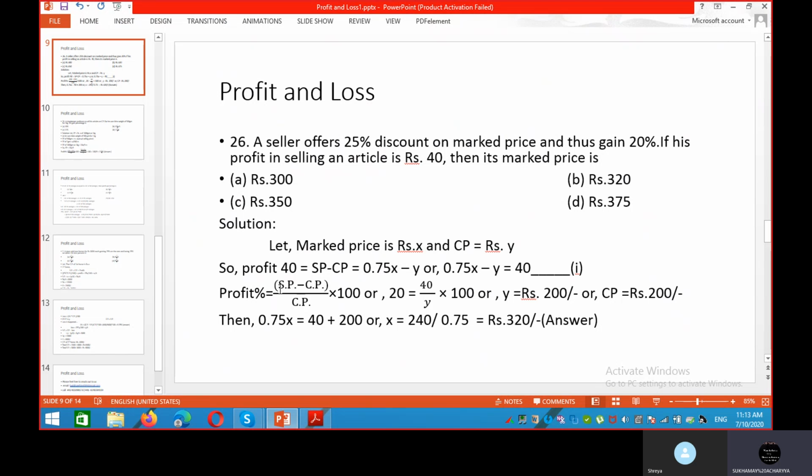So profit percentage is equal to profit, SP minus CP, by CP. Always remember that profit and loss are always calculated on cost price. So (SP minus CP) by CP into 100, or 20 is equal to, because gain is 20%, 20 is equal to 40 by Y into 100, or Y is equal to rupees 200, or CP is equal to rupees 200. Then 0.75x is equal to 40 plus 200, or x is equal to 240 by 0.75, which is equal to rupees 320. Answer.